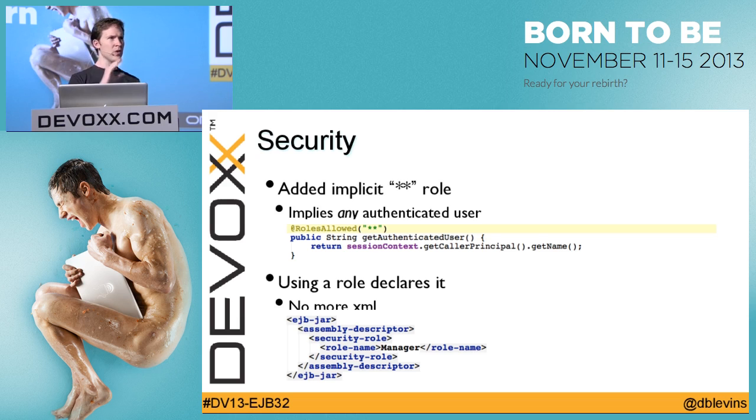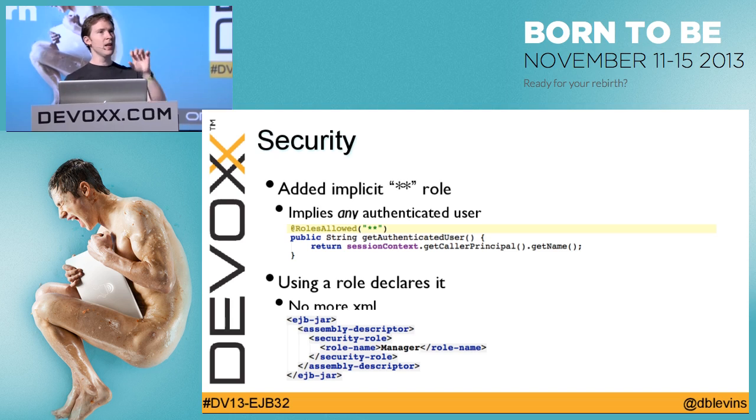Also, there was a little bit of a heavy requirement, and the 10% of the room that do use EJB Security will be happy to hear this. You had to declare all your roles in the XML file, and that was a really big pain in the butt. So now we've said that if you use @RolesAllowed and you list manager as a role, we're pretty good at figuring out that you probably meant you wanted a manager in your XML file, and you don't need to go update that. So that's a very nice little change.